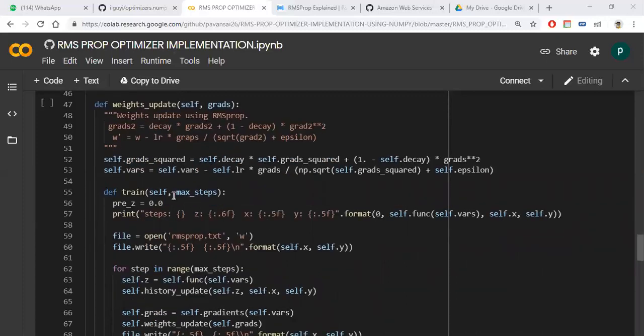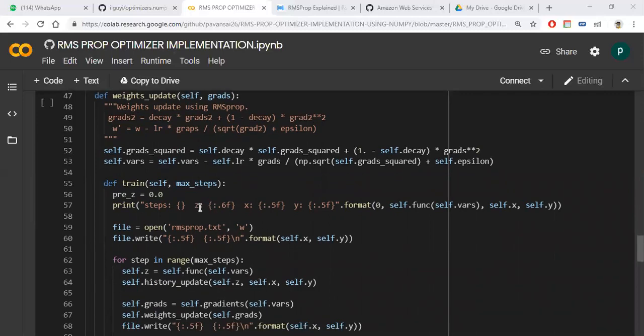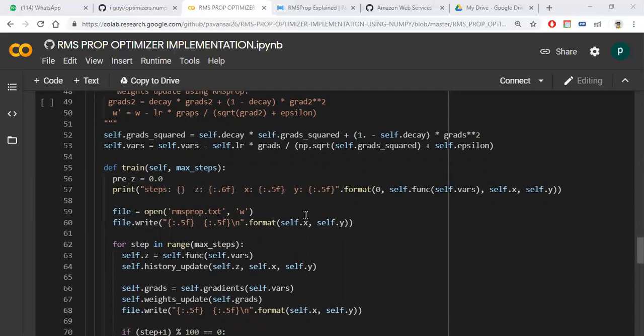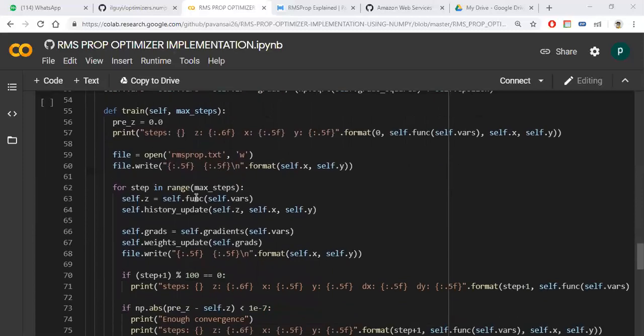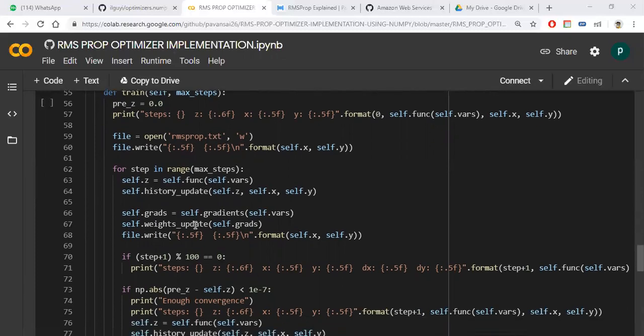So you can give a number of steps. However many steps you give, this optimizer needs to run those steps. So we need to write a for loop. First I am initializing with 0, and I am printing every value z, x and y for knowing the loss. And I am opening this file to store these values for every step. So for step in range of max steps, I am creating a loop for running this optimizer.